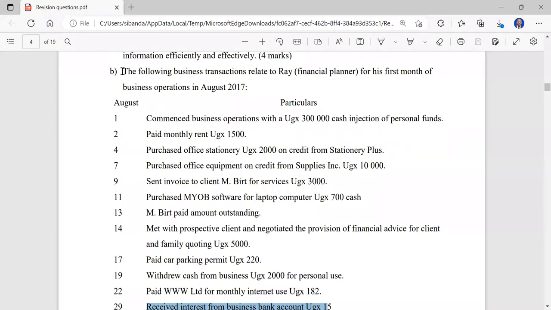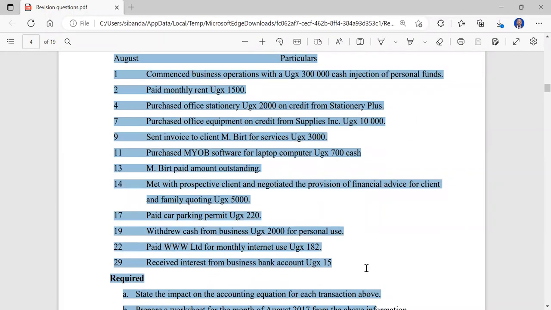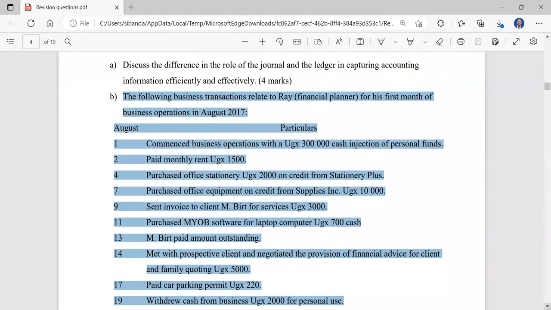So friends, I'm going to drop this on the WhatsApp group, and I want you to do these questions, okay? Prepare ledger accounts and do a trial balance.